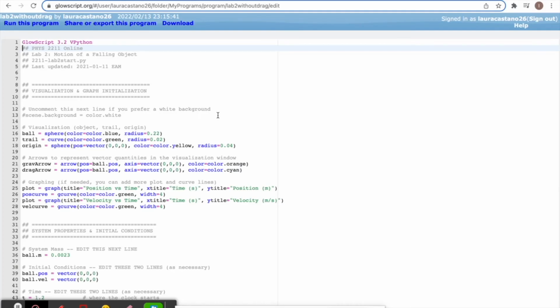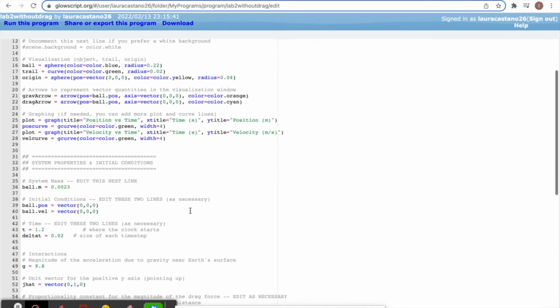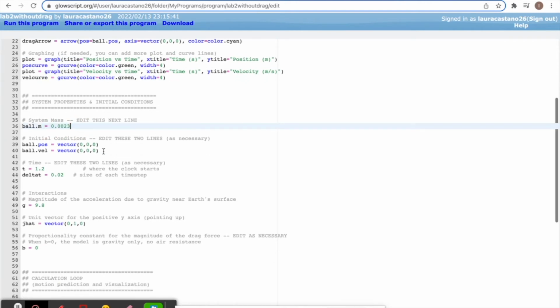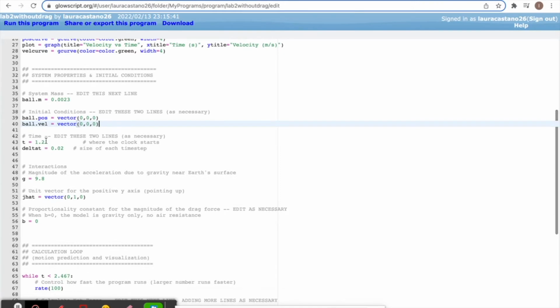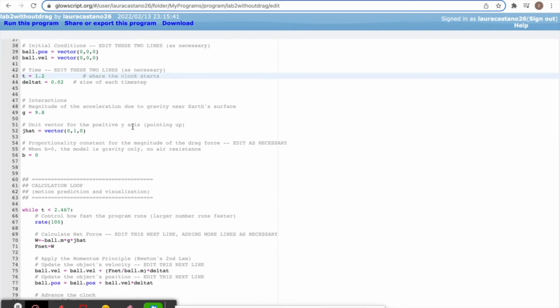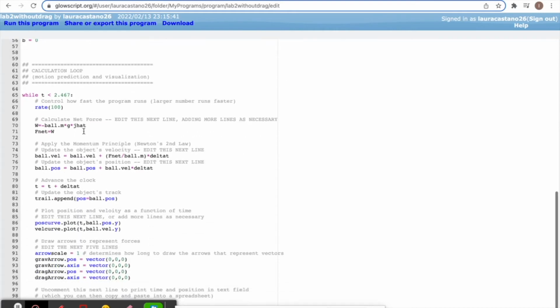So this is the GlowScript code of the gravitational model, only considering the gravitational force. The important change we made in the code is that I added the ball's mass. The initial conditions of the position and velocity are zero because we need to remember that the object starts from rest. The clock starts at 1.2 seconds in my case. This is the gravitational constant. The j hat, which is the unit vector, is positive because it's pointing up in the y component. And in the while loop, I added the time parameter, which I obtained from the data points of Tracker.